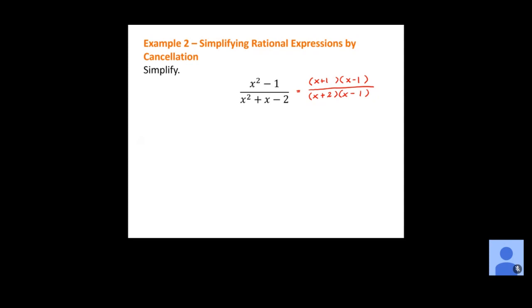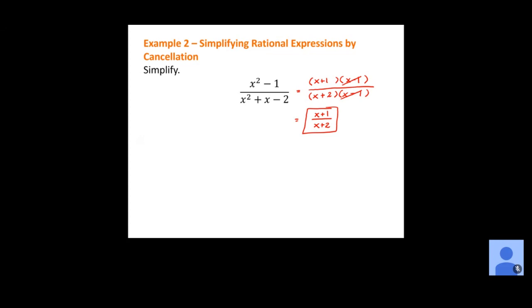So any questions on that step? Okay, now looking at what we've got there, do we have any common factors in the numerator and denominator? We have an x minus 1, right? So in this case, that x minus 1 over x minus 1 is actually going to cancel out now. So then all that's left is an x plus 1 in the numerator and x plus 2 in the denominator. And now this is simplified.